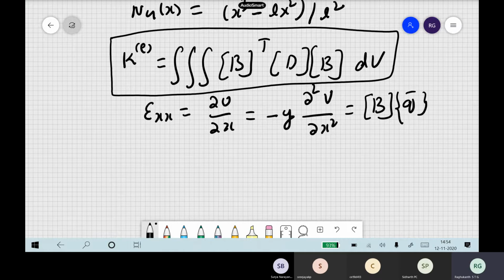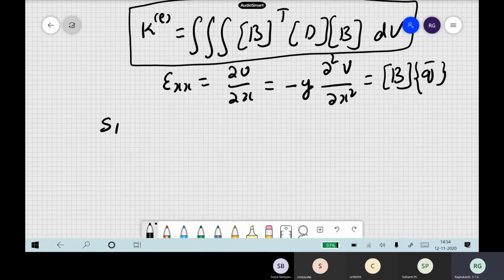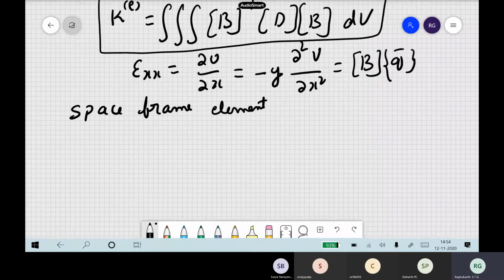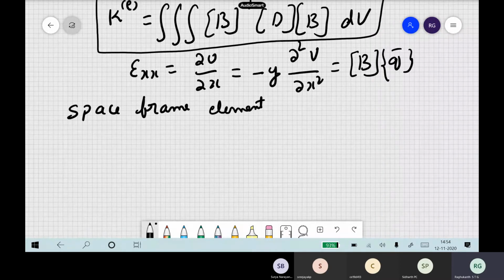So in FEM we have a lot of other things. Space truss, space frame, so many elements are there. So for a space frame element, how many degrees of freedom does it have? How many unknowns will be there for a space frame? Space truss is different, there you have three degrees of freedom per node. But if it is a space frame element, how many degrees of freedom will it have at the nodes?